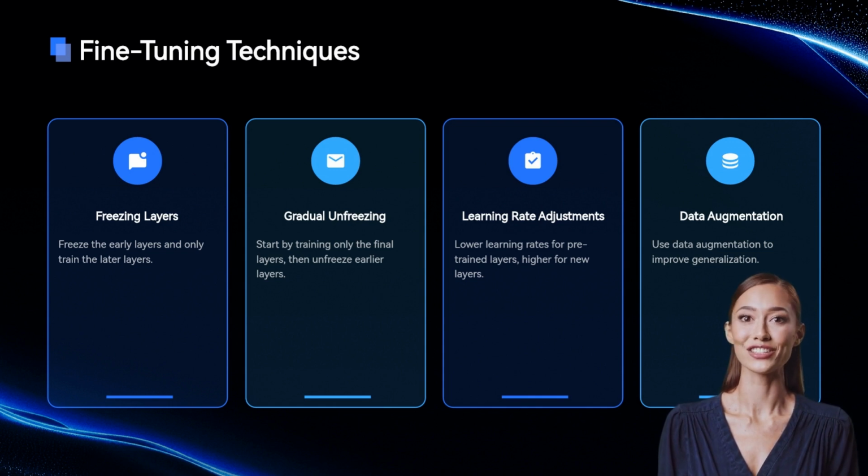Gradual unfreezing. Another strategy is to start by training only the final layers and then gradually unfreeze earlier layers. This allows the model to learn task-specific features while retaining the useful low-level features from the pre-trained model.